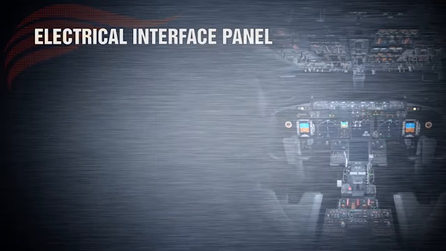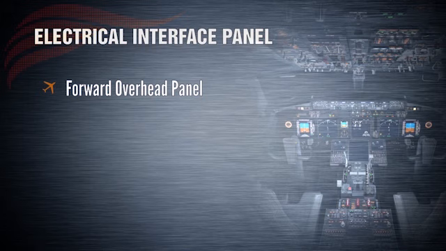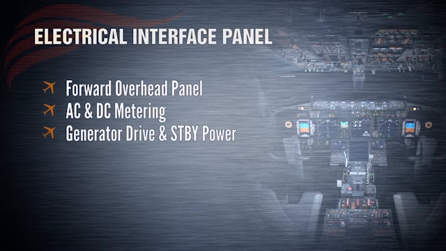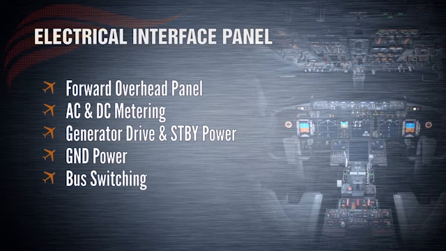An electrical interface panel is located within the forward overhead panel. The electrical panel is subdivided into the following panels: AC and DC metering panel, generator drive and standby power panel, ground power panel, and bus switching panel. We'll now talk about each one of these in detail. Let's start with the AC and DC metering panel.